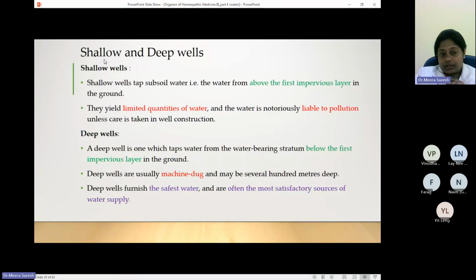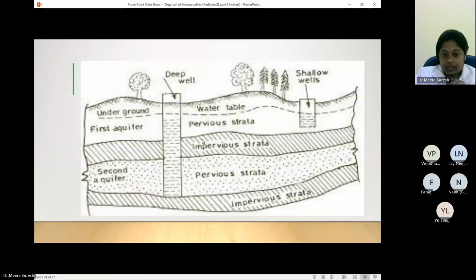So going towards what the difference is between shallow and deep wells. Shallow wells tap the subsoil water, that is water from above the first impervious layer in the ground. So now we need another diagram to see this. It may not be that clear because it is a picture taken from the textbook. So you see there is a deep well and there is a shallow well.